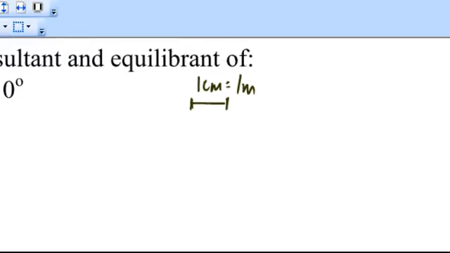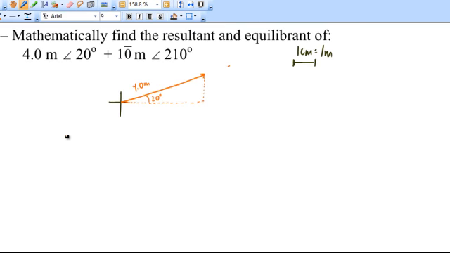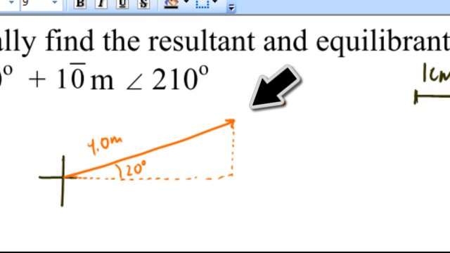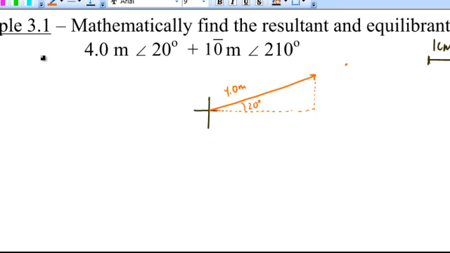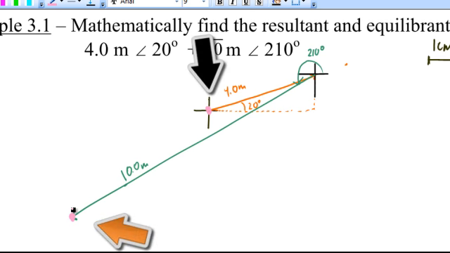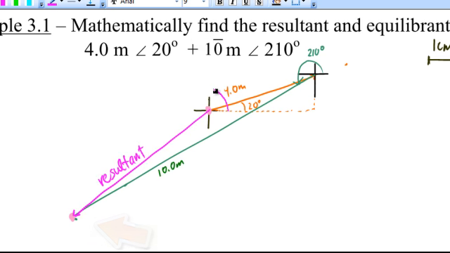I construct my first vector. Now I go to the tip of that vector and I construct a new origin that has the same orientation as the first origin does. From that origin, I'll construct the second vector to scale. Now I construct my resultant vector. My resultant vector begins at the tail of the first vector and ends at the tip of the last vector. The angle that my resultant makes, I measure with respect to where its tail is.